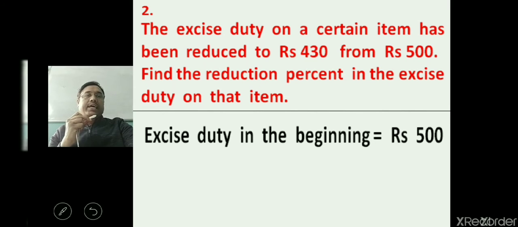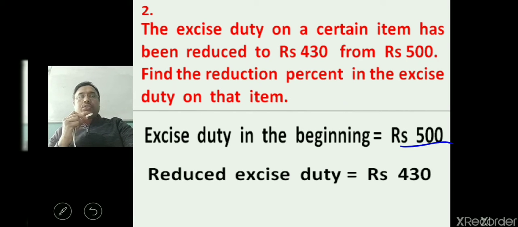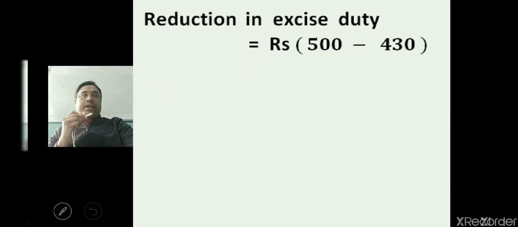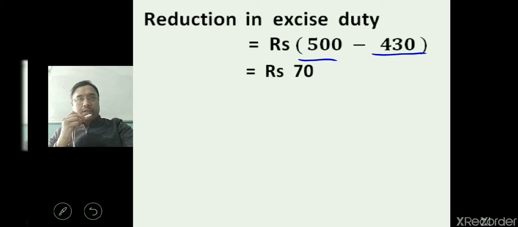So you will write that the excise duty in the beginning was rupees 500. Now the reduced excise duty is rupees 430. Then you will find how much the reduction is. Earlier it was 500 and now it is 430, so you subtract: 500 minus 430 equals rupees 70. So this is the reduction in excise duty.